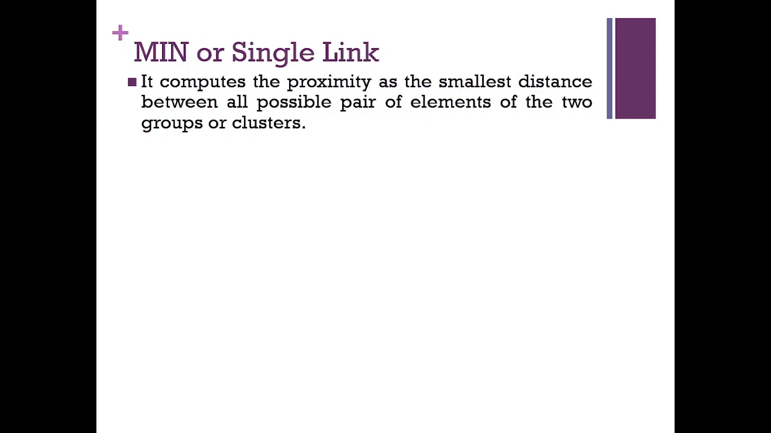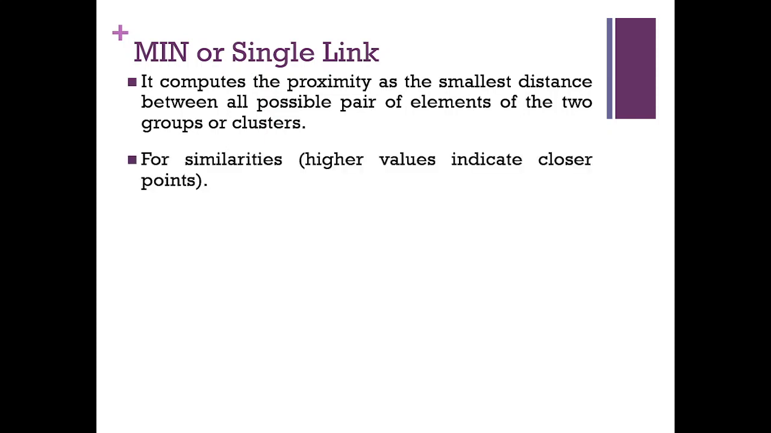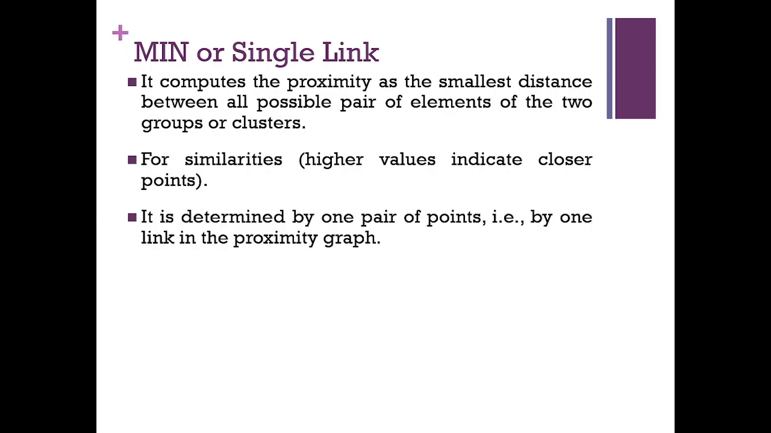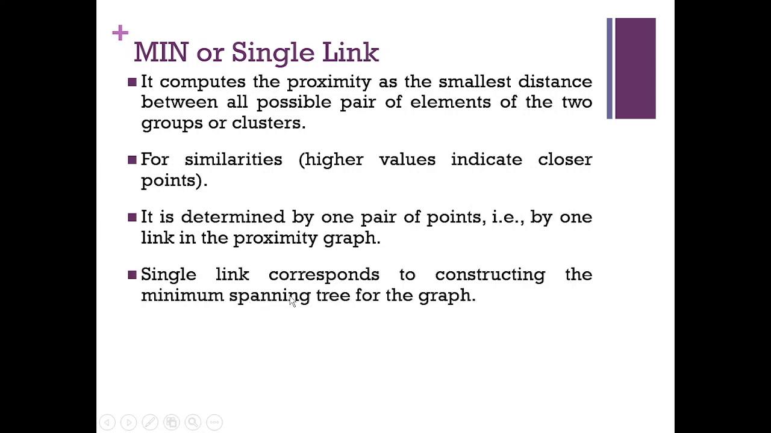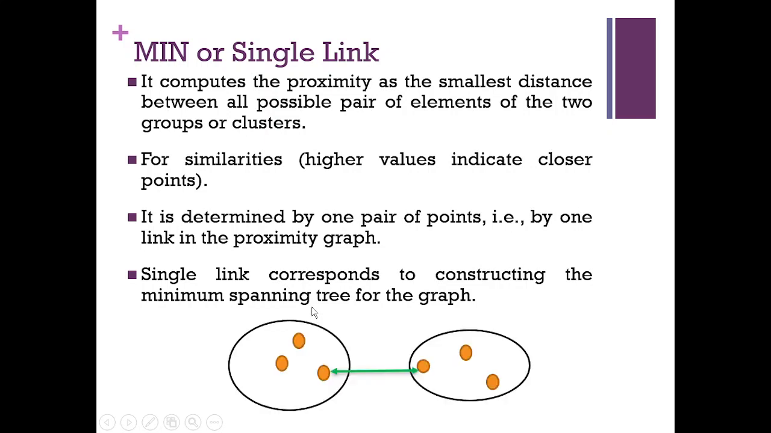When we are talking about min or single link, it computes the proximity as the smallest distance between all possible pairs of elements of the two groups or clusters. For similarity, higher values indicate closer points. As we already discussed, similarities are higher the better, distances are lower the better. So it is determined by one pair of points, that is one link in the proximity graph. Single link corresponds to constructing the minimum spanning tree of the graph.